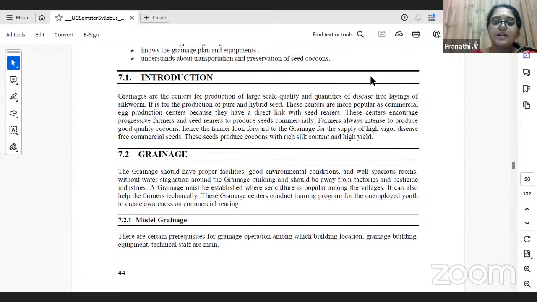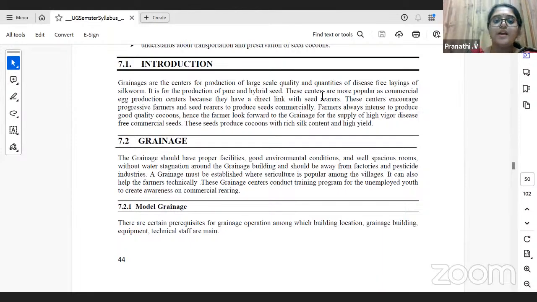And the farmers are always there to produce good quality cocoons so that the grainage will be able to accept them, for the supply of high vigor, disease-free commercial seed. So these seeds produce cocoons having a rich silk content and high yield.